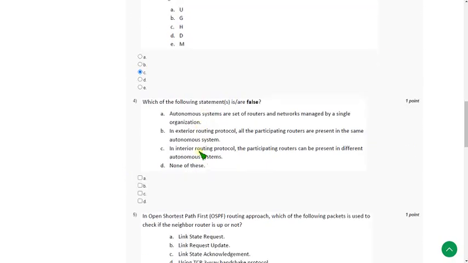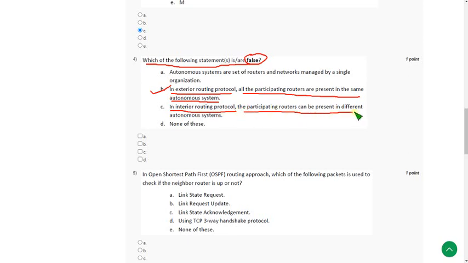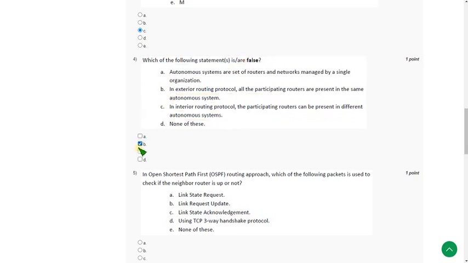Moving on to the fourth question. Which of the following statements is or are false? So there are two answers here. The first one is option B: in exterior routing protocol, all the participating routers are present in the same autonomous system. And the other one is option C: in interior routing protocol, the participating routers can be present in different autonomous systems. So the solutions are option B and option C.